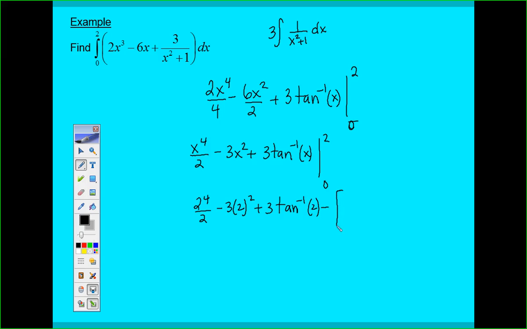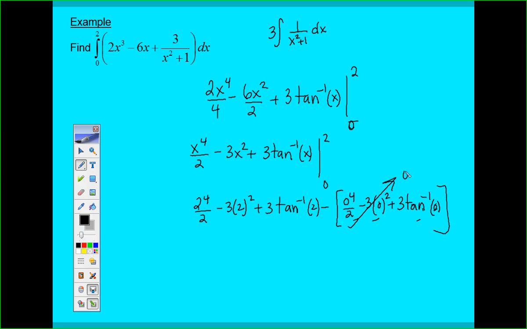minus. Now even though we have a 0 at the lower limit of integration, we still need to check it, because sometimes you still can get a value. Now for this particular antiderivative, it doesn't appear that we're going to get a value, but we still should just check to make sure. So this is our f of b minus f of a. So our f of 0, we get 0 minus 0, and the tangent inverse of 0 is also 0. So this all does just go to 0.